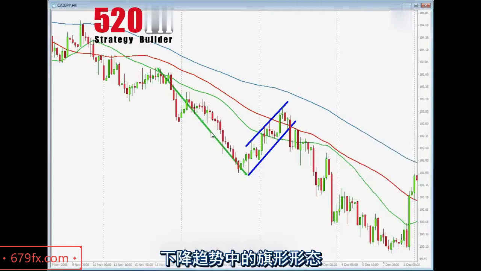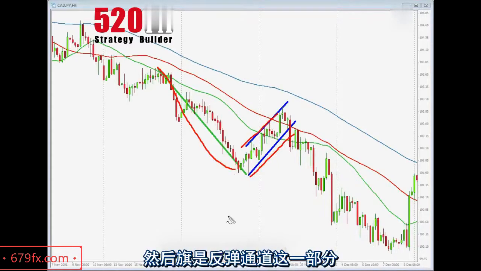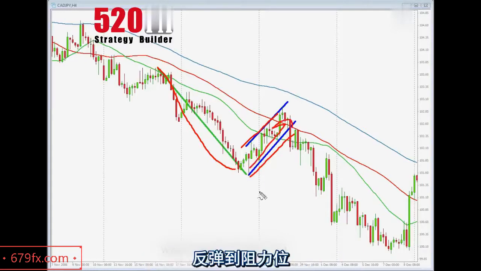So basically a flag formation in a downtrending chart such as this one is one whole swing. The pole being the swing in the direction of the main trend, and then the flag in itself being the retracement channel back to resistance levels.